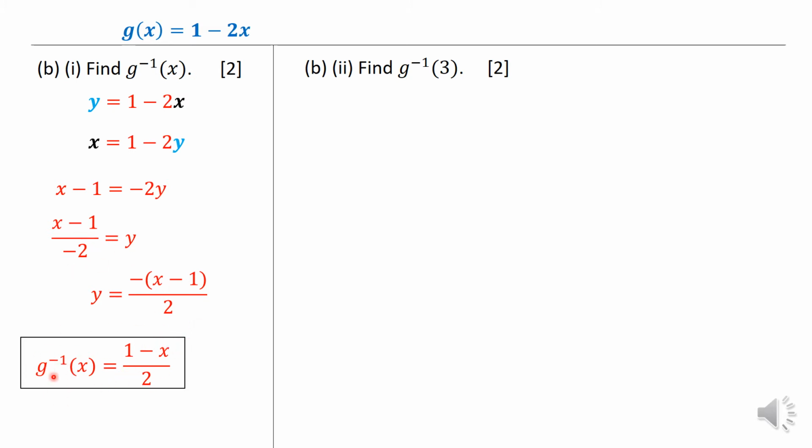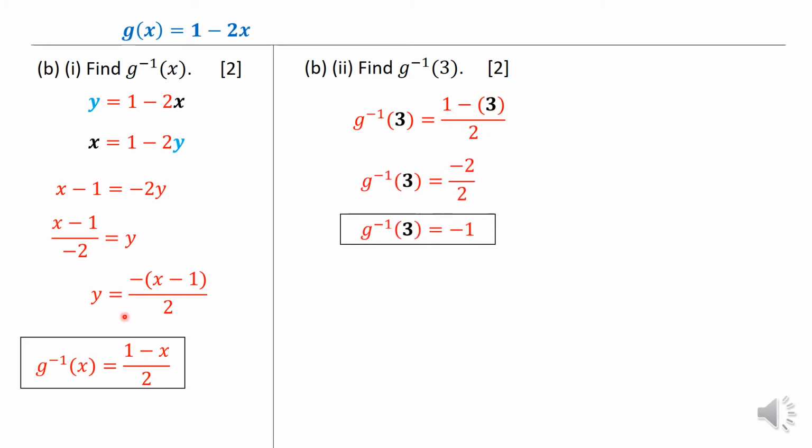But then rewrite your final answer as the inverse of g of x equals 1 minus x over 2. Right, so now that you have the formula, you can actually find the inverse of g for 3. So that means everywhere we have an x, we're just going to substitute into that inverse. Right, so eventually that gives me -1 as an answer.